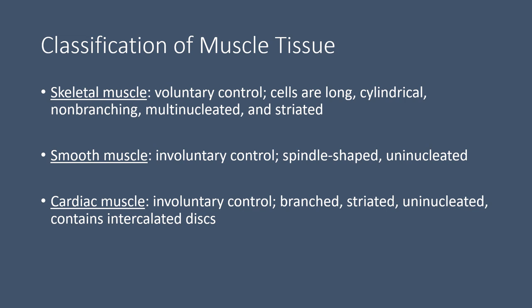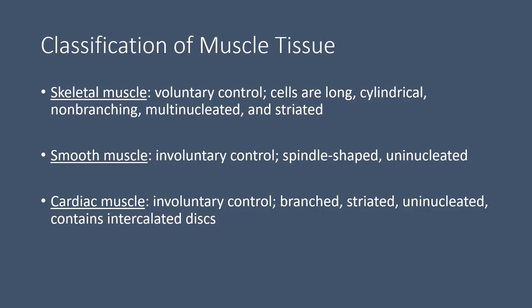Skeletal muscle is under voluntary control. So you can say, I want to walk over here and grab a drink. I want to sit down. You can control that. Both the smooth and the cardiac muscle are under involuntary control. You have absolutely no control over the rate at which the contraction is going to take place, or if it does take place.